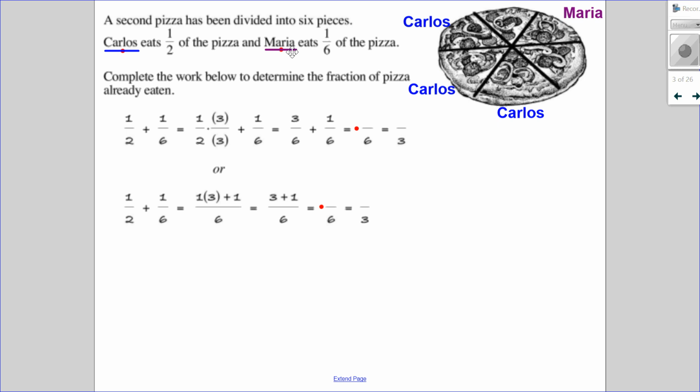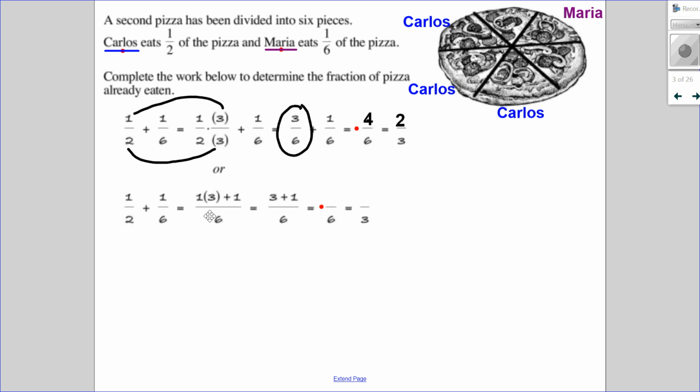So Carlos is eating half of the pizza. Well, you can see half of the pizza really is 3 out of 6 pieces, or creating an equivalent fraction to go from 2 to 6, I multiply by 3, and to be fair, I multiply this by 3. So half of the pizza is the same as 3/6 of the pizza. And Maria eats 1/6 of the pizza. So add those together, the numerators, and I have 3 plus 1 is 4 out of 6. And remember, we have to put that into lowest terms, which is 2/3.